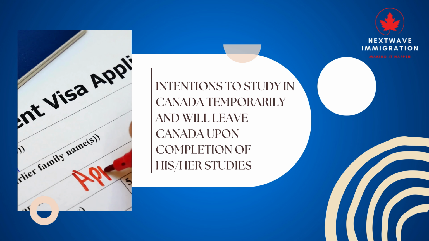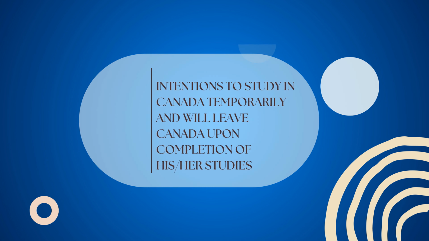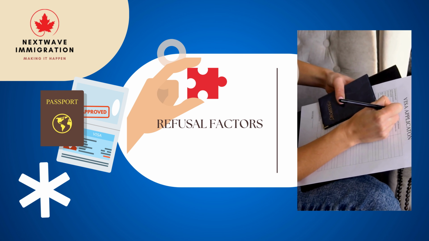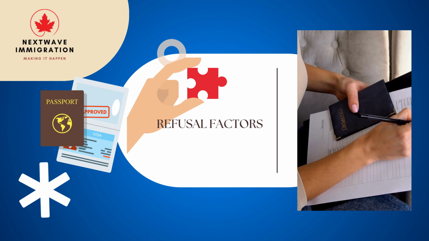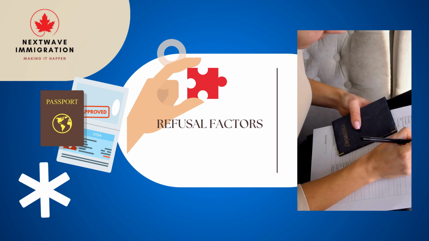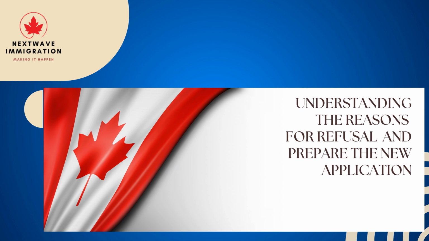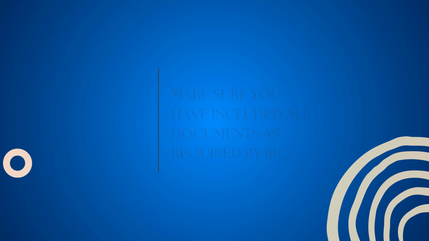You see, when you apply for a study permit, you're essentially telling the Canadian government that you plan to come, study, and then leave. If the visa officer isn't convinced of this temporary stay, it can lead to a refusal. This could be due to a variety of factors in your application that we'll delve into in the coming segments. But remember, understanding the refusal reason is the first step to improving your chances on reapplication. So, stick around as we navigate this together and help you better understand how to approach your reapplication.